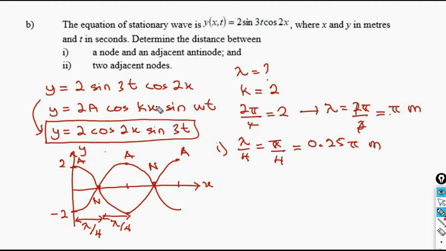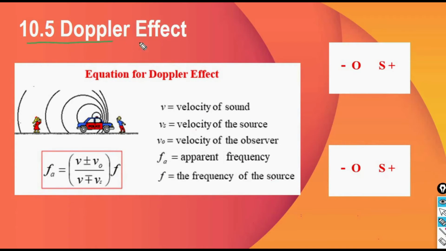Now, number 2, two adjacent nodes. Look at this graph: between node and node. Node and node equals lambda over 2. So for number 2, we want to find lambda over 2. You just substitute lambda is pi, so pi over 2, and 1 over 2 equals 0.5. So 0.5 pi meter.